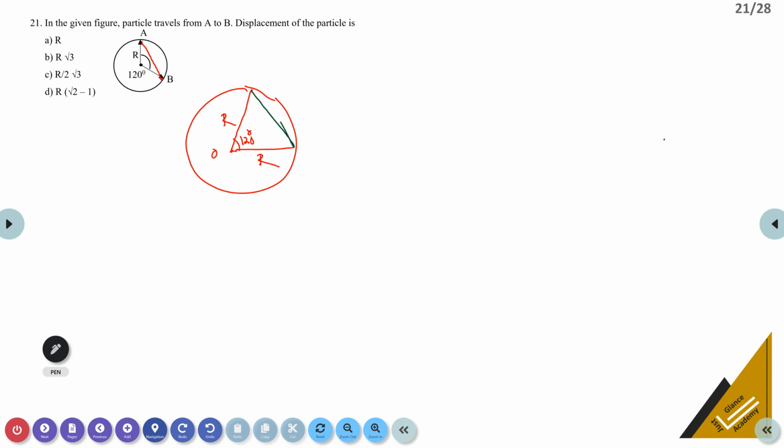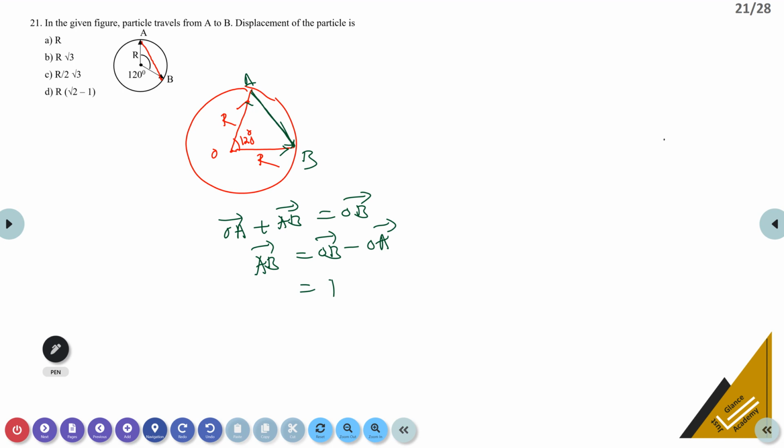This is the chord. Here, I told you O, A, B. Here, the radius vector is like this. This also is a vector like this. Using the law of triangle, OA bar plus AB bar equal to OB bar. Then AB bar equal to OB bar minus OA bar. This is also r bar. So the two vectors are there.